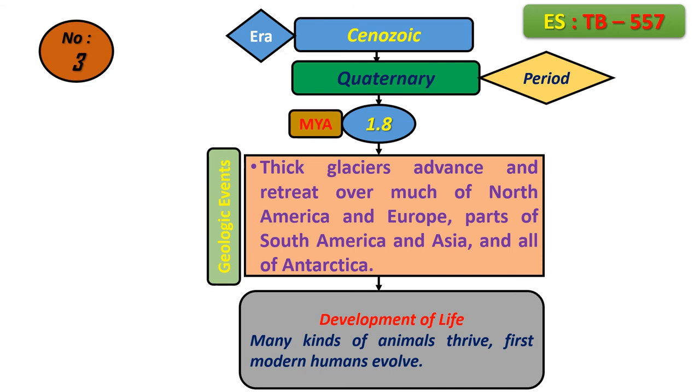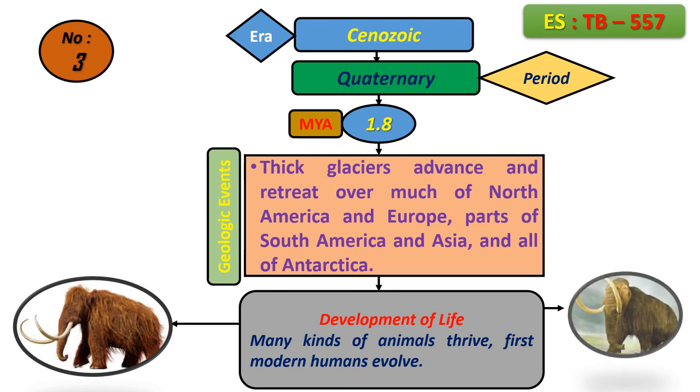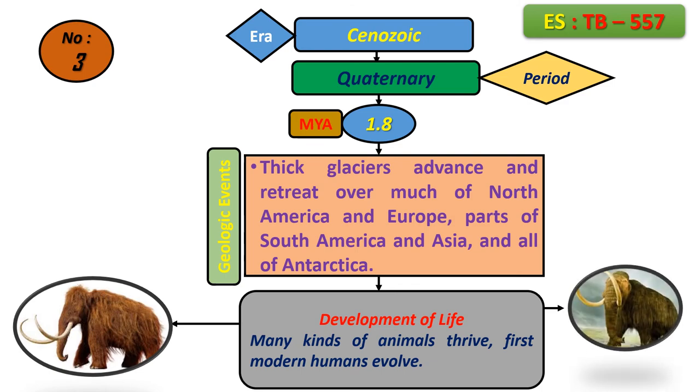Development of life in the Quaternary period. Many kinds of animals thrive. First modern humans evolve in this period. You can see the woolly mammoths in the diagram.